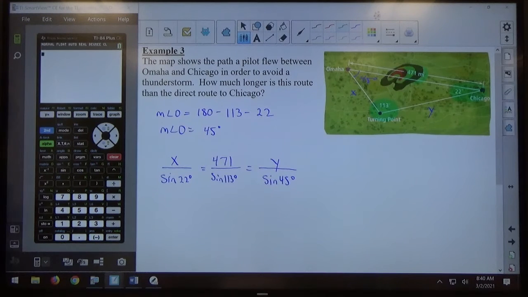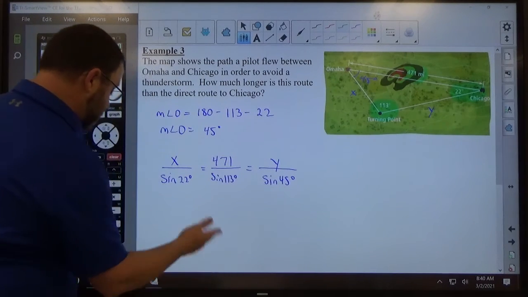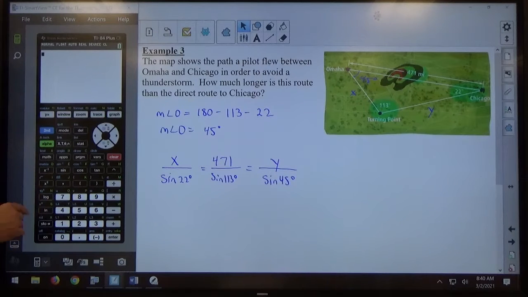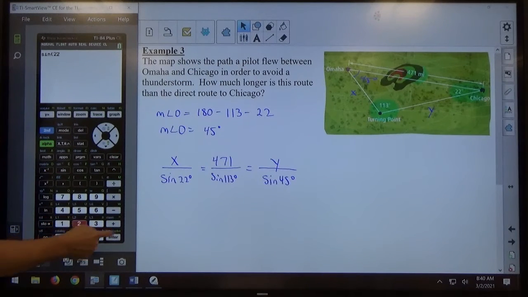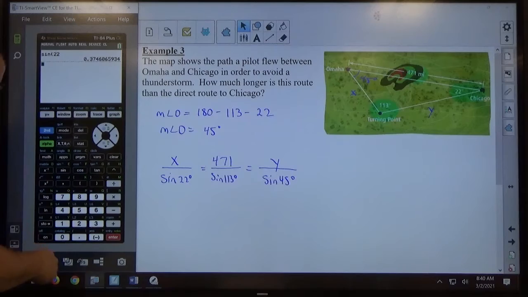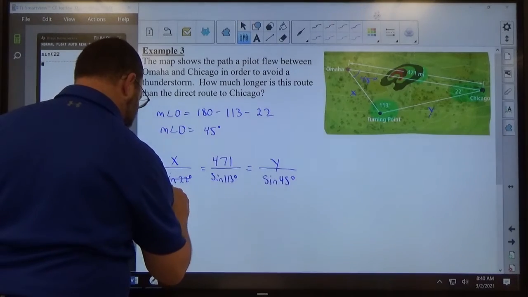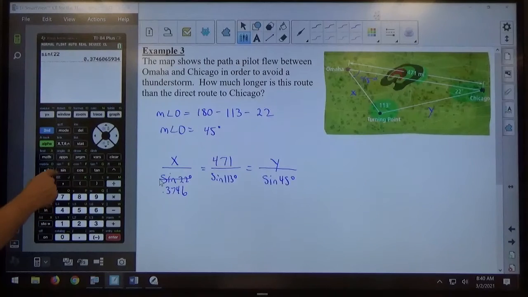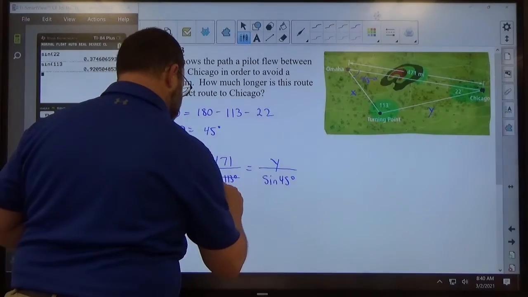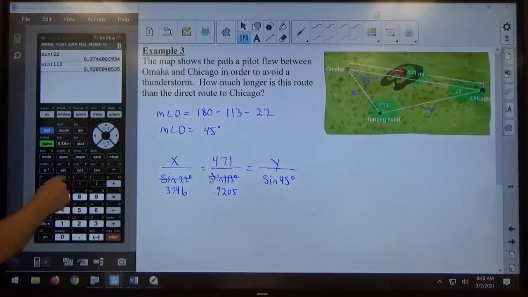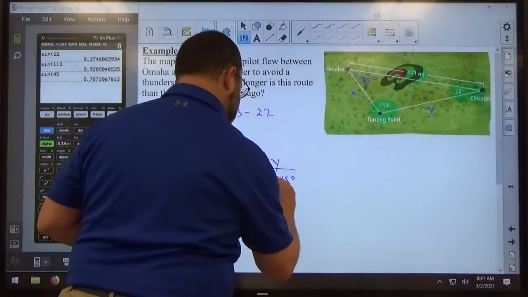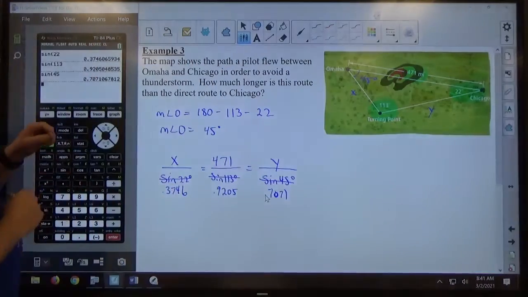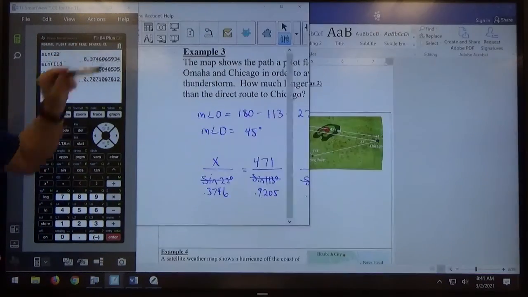Your calculator knows the sine of all three of these angles: sine of 22, sine of 113, sine of 45. So sine of 22 is 0.3746. Sine of 113 is 0.9205. Sine of 45 is 0.7071. You simply evaluate those sine values.